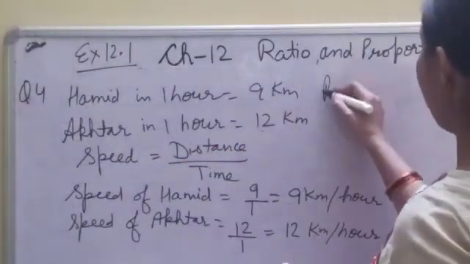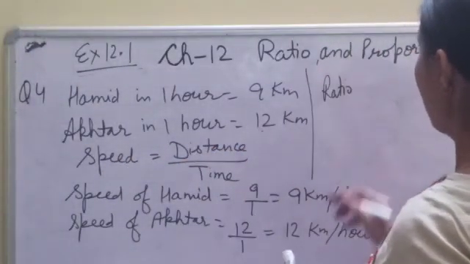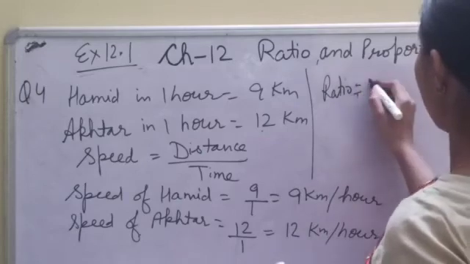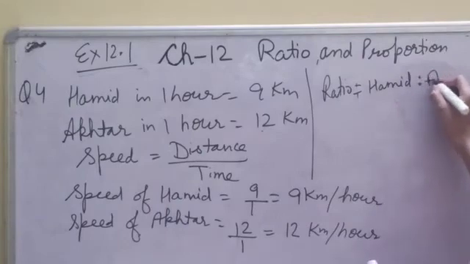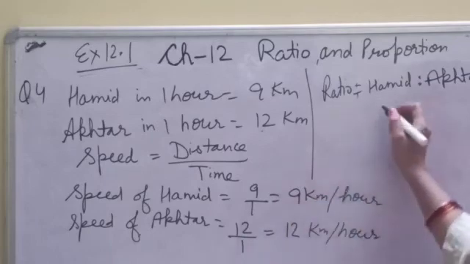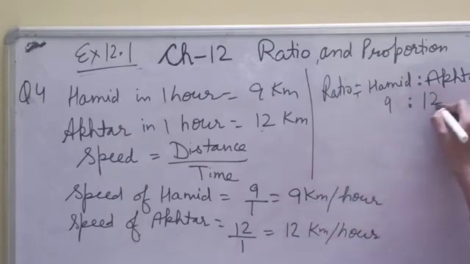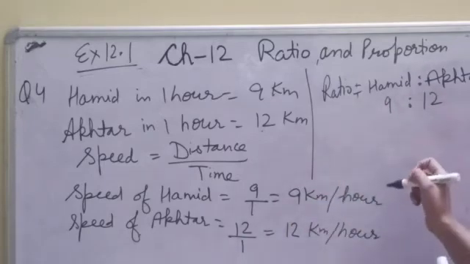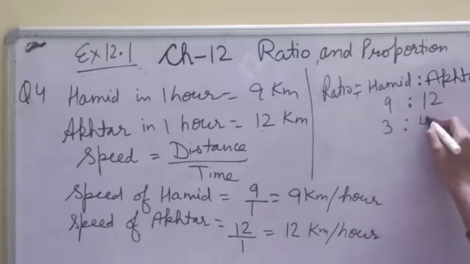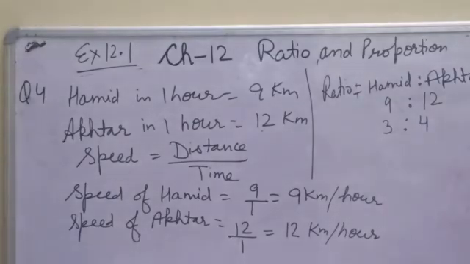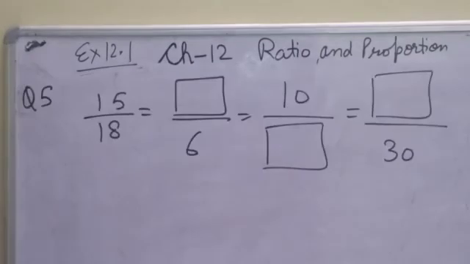Now we have to find the ratio. So the ratio of the speed of Hamid to the speed of Akhtar we have to find. The speed of Hamid is 9 and the speed of Akhtar is 12. Is cutting possible? Yes, by 3 we can cut. 3 threes are 9, 3 fours are 12. Further, it is not possible to cut, so that will become your answer. So this is your question number 4.